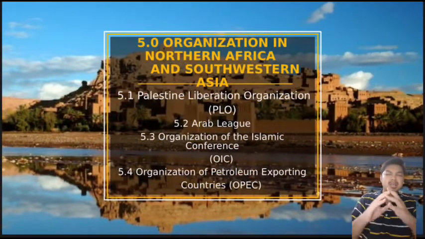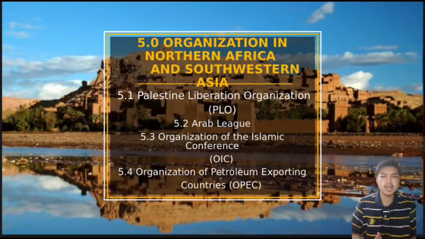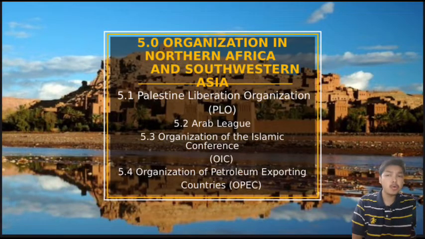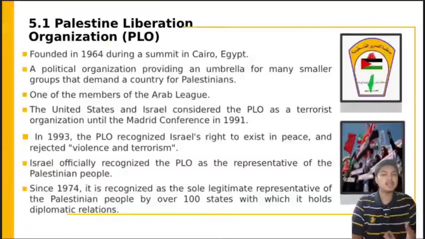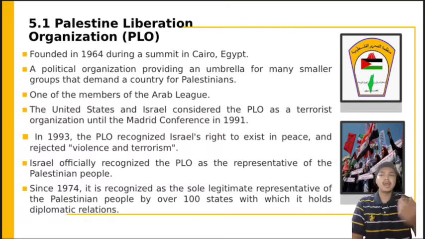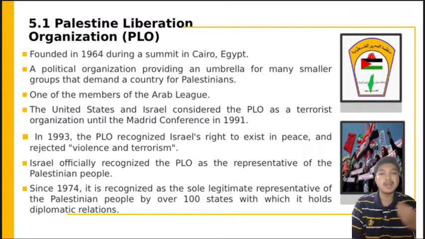Now we go to the organizations within the region. First I will explain about the Palestine Liberation Organization, or the PLO. The PLO was founded in 1964 during the Cairo Summit in Egypt, and it is a political organization providing an umbrella for many small groups and organizations that demand a country for Palestine. It is also a member of the Arab League, and it was considered by the United States and Israel a terrorist organization until the Madrid Conference in 1991.